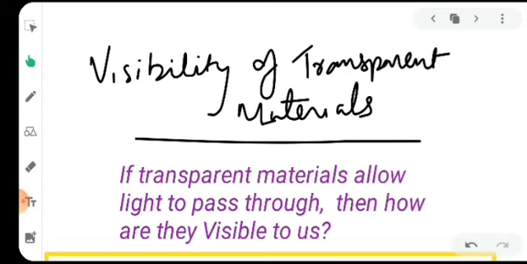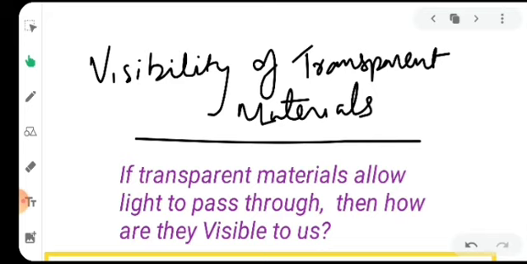Because you are studying physics here, you need to know the physics behind whatever physical phenomena are occurring. The most interesting one is the visibility of transparent materials. You have learned that transparent materials transmit light through them. If they transmit light, how are you able to see transparent materials? If transparent materials allow light to pass through, then how are they visible to us?